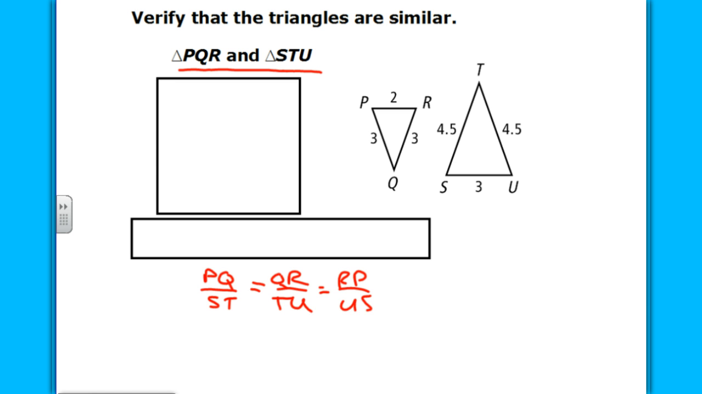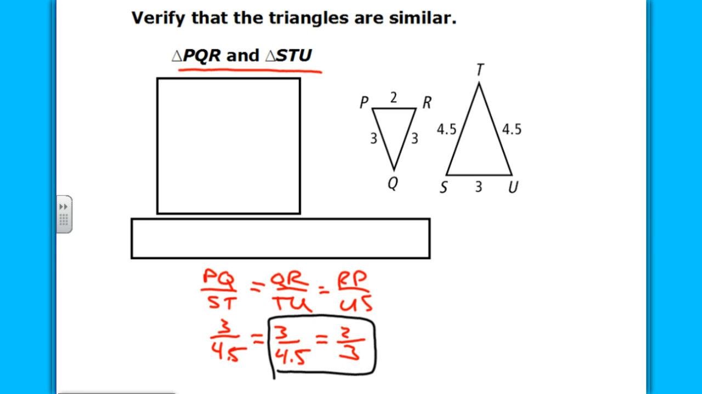Okay, so did you substitute the values? Yeah. And what does that look like? It looks 3 over 4.5. That's easy to see. And then let's test the last. 2 over 3. And so we really only have to check and confirm that this proportion is true because two of these proportions are identical, right? And so is this true?